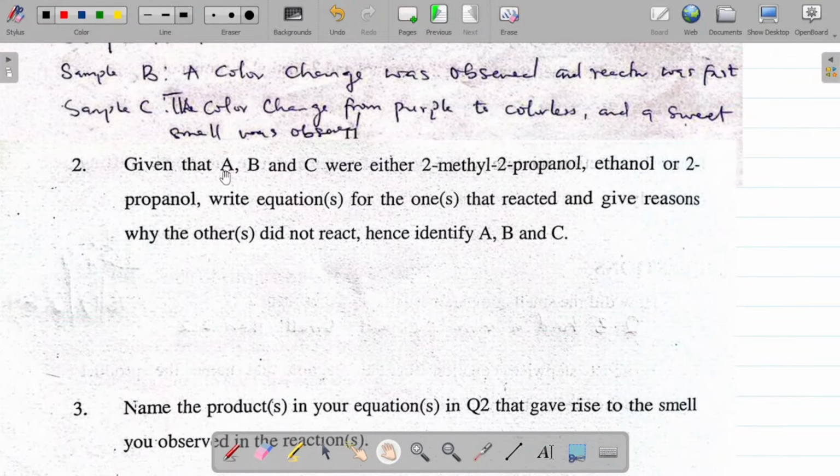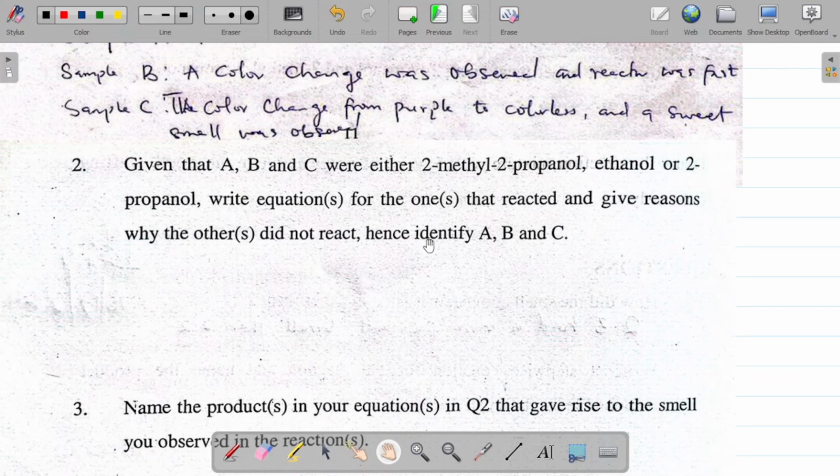Number 2 says, given that A, B, and C were either 2-methyl-2-propanol, ethanol, or 2-propanol, write equation or equations for the one or ones that reacted, and give reasons why the other or others did not react. Hence, identify A, B, and C. So in this one, we have to give the equation of the reaction. Then don't forget that two samples reacted while one did not react, right? And from the equation, we have to determine which of them is a primary alcohol, secondary alcohol, or tertiary alcohol. All right, so let's get this done.